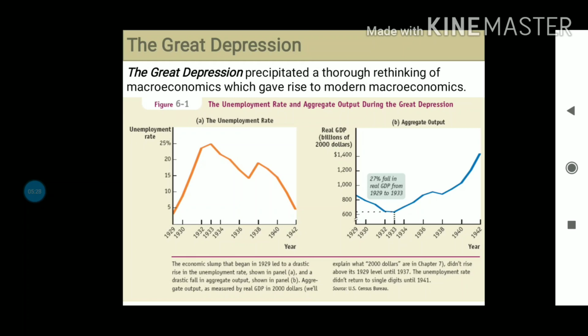So here we see the two diagrams. The first one shows the economic slump that began in 1929 and led to a drastic rise in the unemployment rate. It is estimated that the unemployment rate rose from 3 to 25 percent during this recession period in the United States only, and the fall in real GDP between 1929 and 1933 was 27%. These two diagrams are related to the United States.